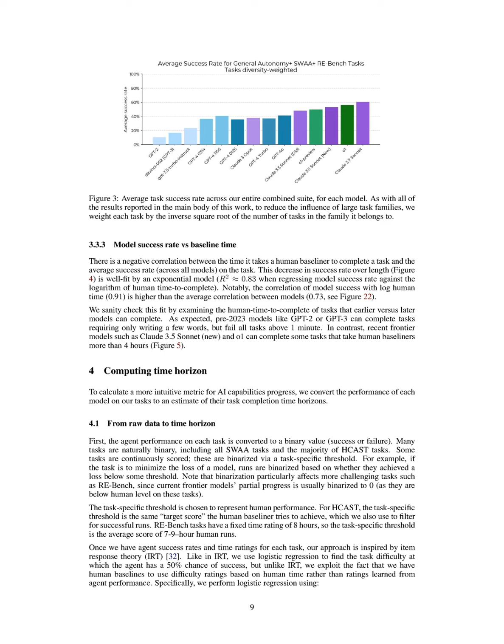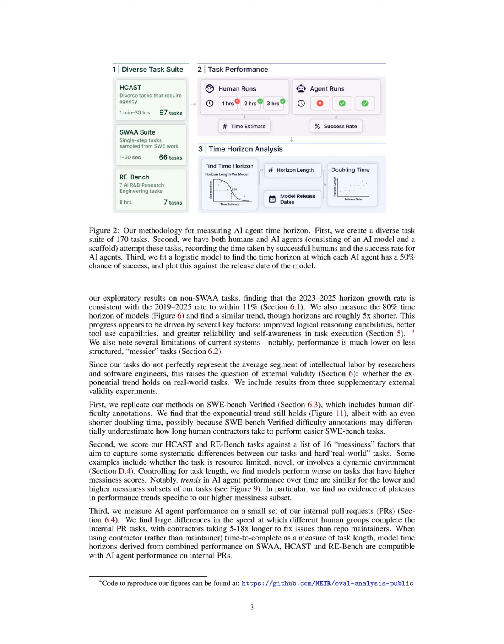After collecting the AI's success rates, we apply logistic regression to estimate the task completion time horizon, specifically the duration at which the AI model has a 50% chance of success. Finally, we interpret the results by comparing the AI's time horizon against the human baseline, noting any trends in performance over time, such as whether the AI's capabilities are improving relative to human performance on similar tasks.